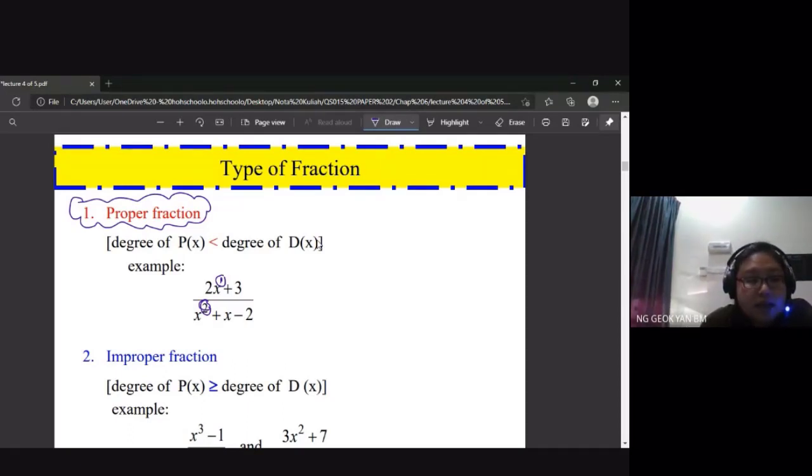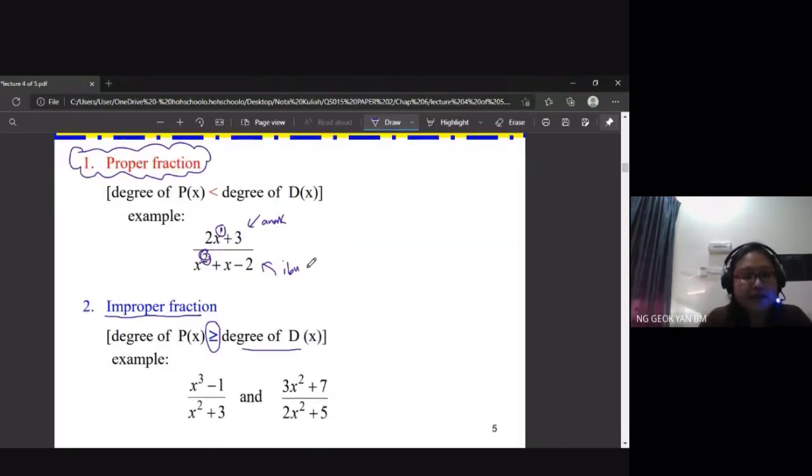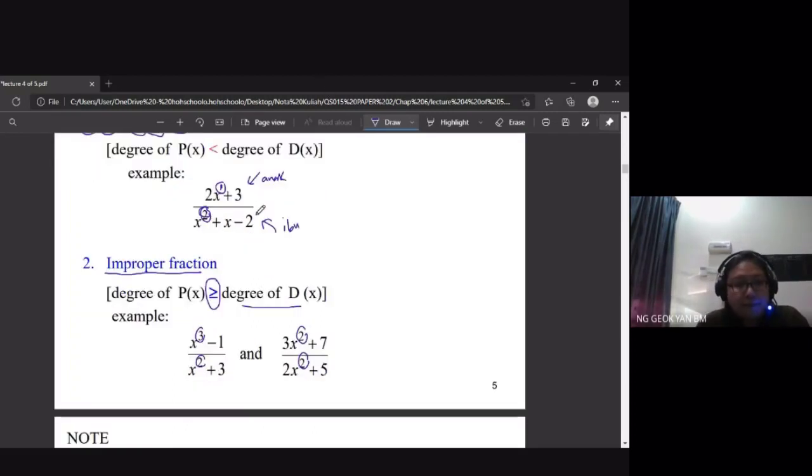Senang ceritalah, wajar tak wajar. Contoh kalau kita anggap ini anak, ini ibu. Umur anak mesti lagi kurang daripada ibu, itu baru wajar. Betul tak? Contohnya lah. Kalau umur anak sama dengan ibu, itu tak wajar. Kalau umur anak besar daripada ibu, itu pun tak wajar. So itu panggil improper fraction kalau degree numerator adalah lagi besar atau sama dengan denominator. Jelas? So inilah case dia. Ini yang sama. Ini case yang lagi besar. So this is called improper. Clear with it? Okay? Boleh?